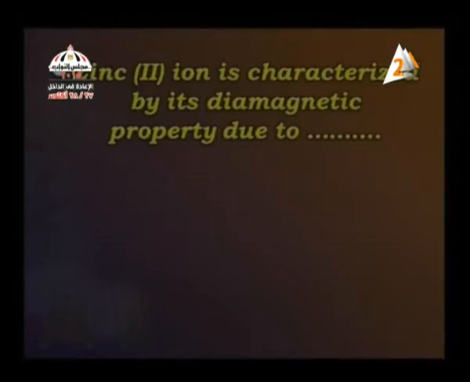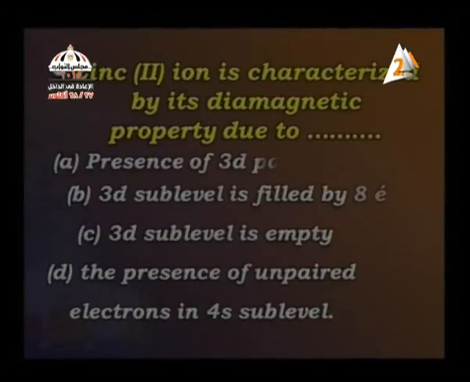Next point: the zinc 2 ion is characterized by its diamagnetic property due to what? The presence of 3d paired electrons, or the 3d sublevel is filled by 8 electrons, or the 3d sublevel is empty, or the presence of unpaired electrons in the 4s sublevel? If you think about it, my dear student, you will find the answer is the presence of 3d paired electrons.